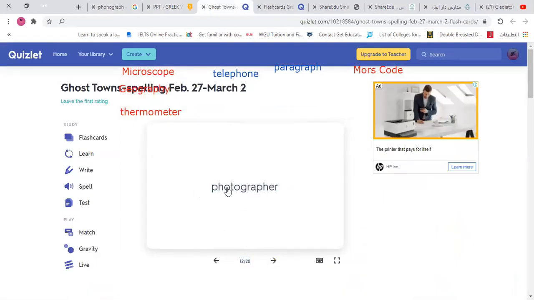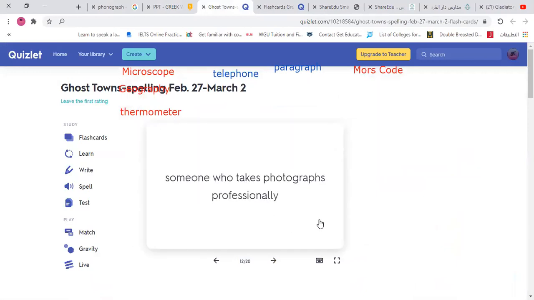Photograph. Photo, it means a picture. A graph, it means what? It means illustrator of that photograph. Yani, it's a picture.